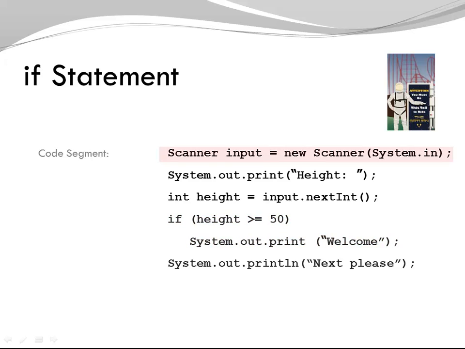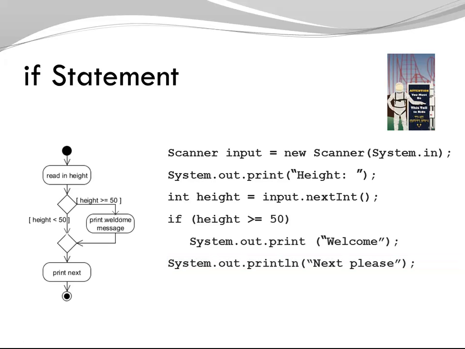So you can see we start with sequential execution, creating a Scanner, prompting the user, reading in the number, and now we hit the if statement. Now we make a decision, we check. What value did the user provide? Let's say the user said 45 inches, and we say is 45 greater than or equal to 50? No, it's not. We have to skip, and we continue at the next print statement, which says "next please." So we're moving on to the next customer.